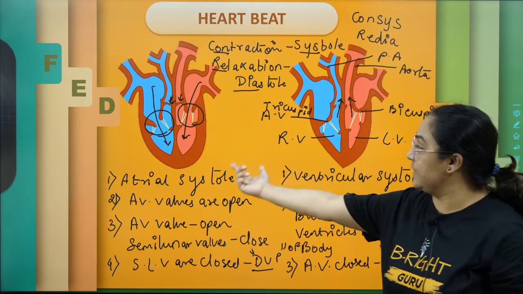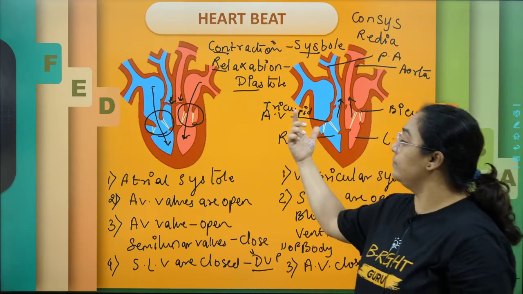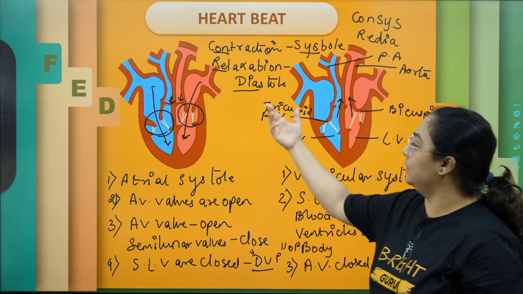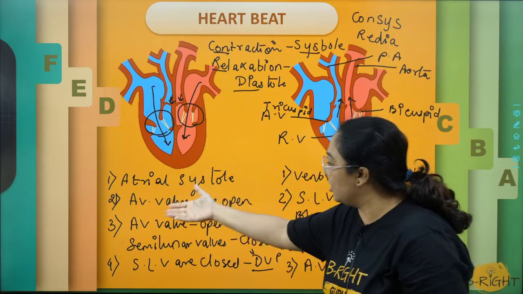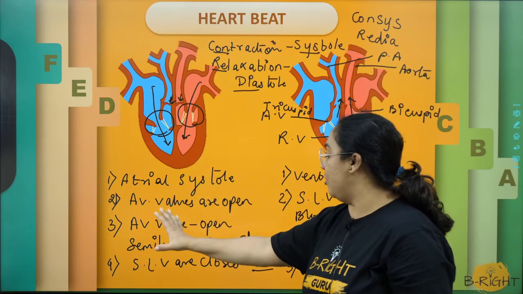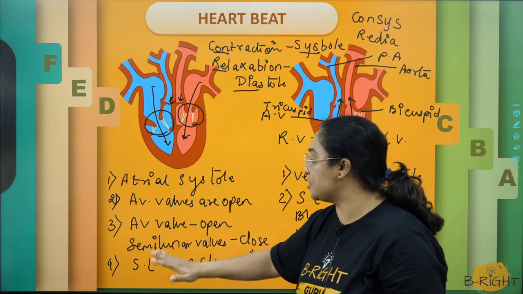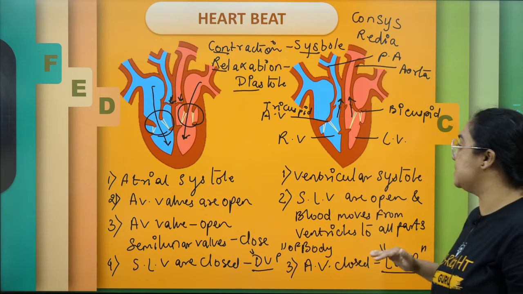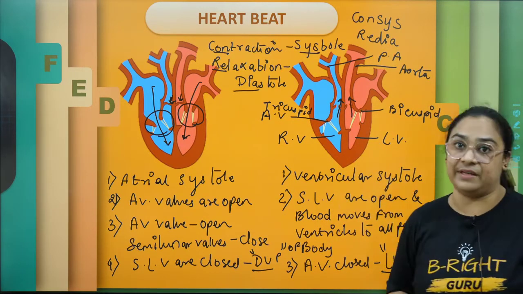ओके, सो दिस इज एट्रियल सिस्टोल, वेंट्रिकुलर सिस्टोल, AV valves are open, semilunar valves are open, semilunar valves are closed, AV valves are closed. Then here the sound which is produced is dub due to sharply closing of semilunar valves. The sound which is produced over here is lub due to sharply closing of AV valves.